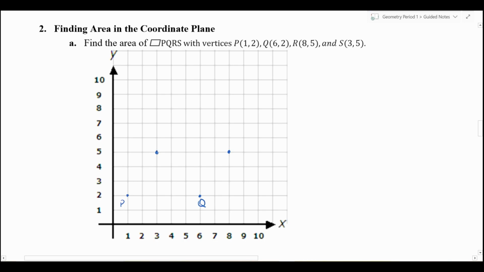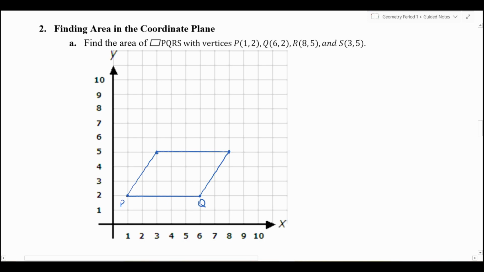And then I'm going to go ahead and connect those dots right here. So we have a line right there, a line right there, and I'll need to finish labeling those in a second.